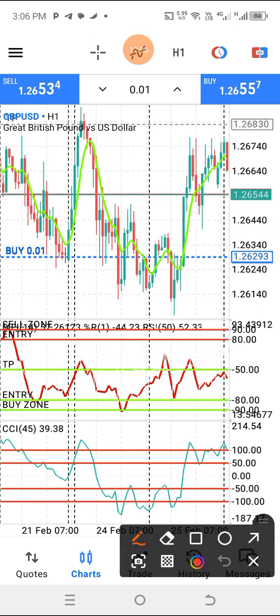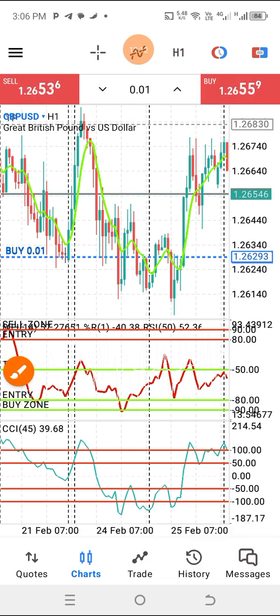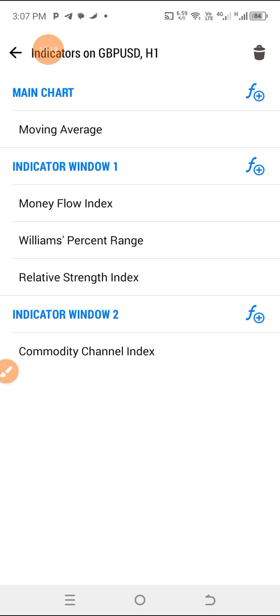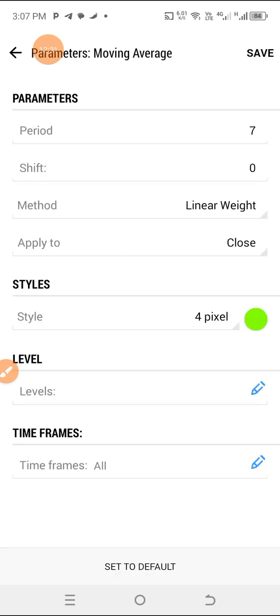Now, to add the settings, click on this icon at the top. Once you click on that icon, it will take you to where the indicators are. Now, on the main chart, we have the moving average. It helps you to see and identify areas where price has to cross before you take your entry. So you can use it as your tracker for the main chart. Period should be 7, linear weighted, close, then apply to close. You apply the style 4 pixel, then you click on save.